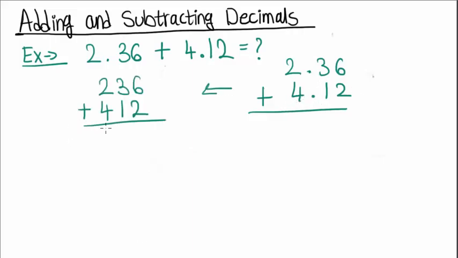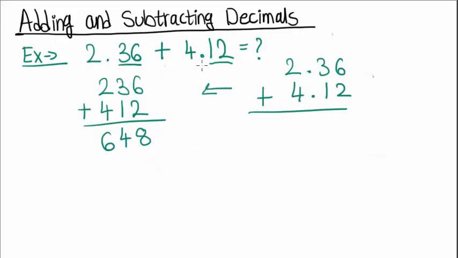All I do then is I simply add the numbers together. So 6 plus 2 will give me an 8, 3 plus 1 will give me a 4, and 2 plus 4 will give me a 6. Now the next thing that I do is I figure out how many numbers after the decimals there were in the original problem. In this case, in the term 2.36, I had two numbers after the decimal point. Similarly, in the term 4.12, I had two numbers, 1 and 2, after the decimal point. Now I pick the term with the most numbers after the decimal point.